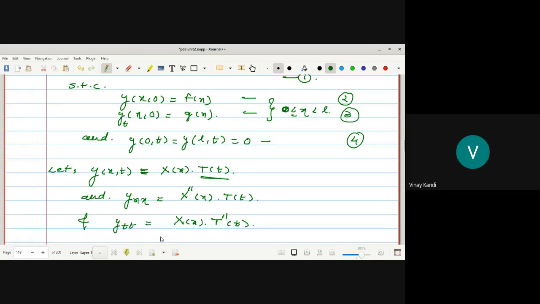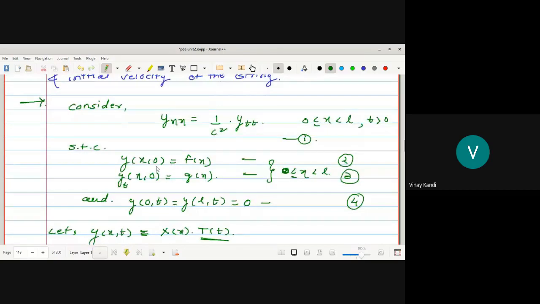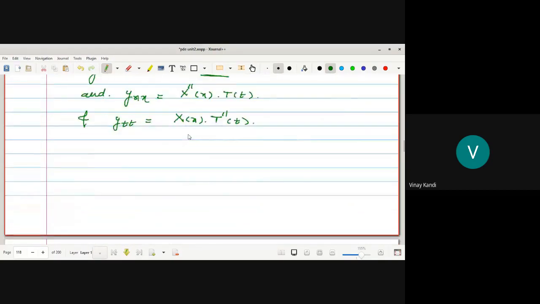Okay, so now putting the values of y double x and y double t in equation number 1, equation 1 becomes: y double x, double dash of x into capital T of t, a function of t, is equal to 1 upon c square into X of x into T double dash of t.